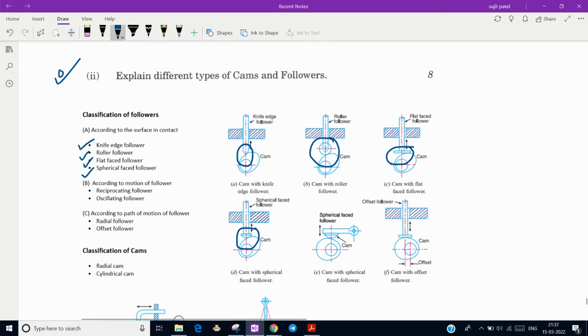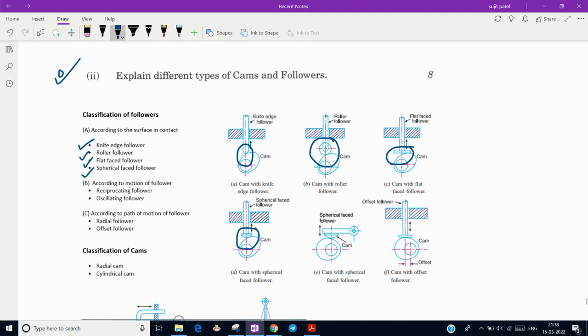Now in the exam, you need not draw the figure accurately if you have time. You have to draw it manually, not to scale or very accurately, but it should look like the cam and follower. And if you do not have the time, then just write down the name and write at least one or two lines about every cam and follower, so that will also be sufficient.